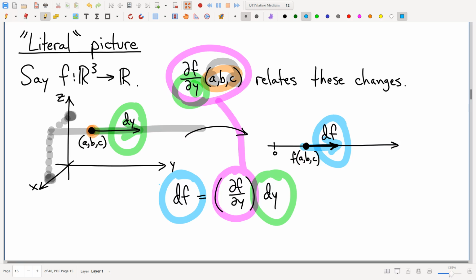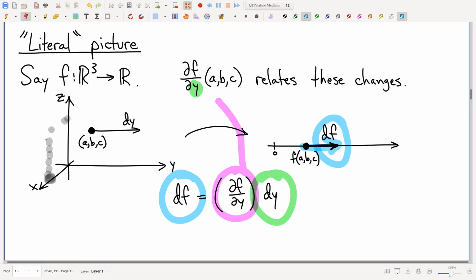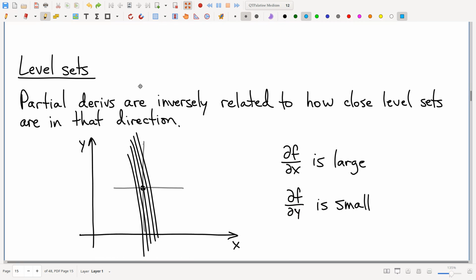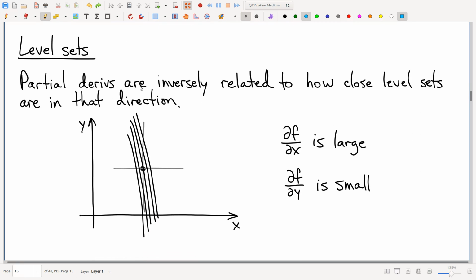Now there's another kind of picture we'll try to make sense out of. That can just stay there. Let's think about level sets. And again, totally different kind of picture. Completely different kind of picture. This one's a little dangerous, by the way. There's a little bit of a landmine here.